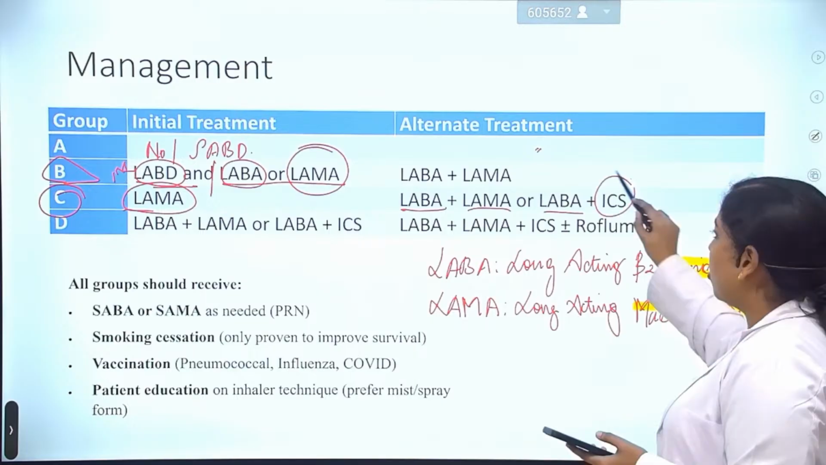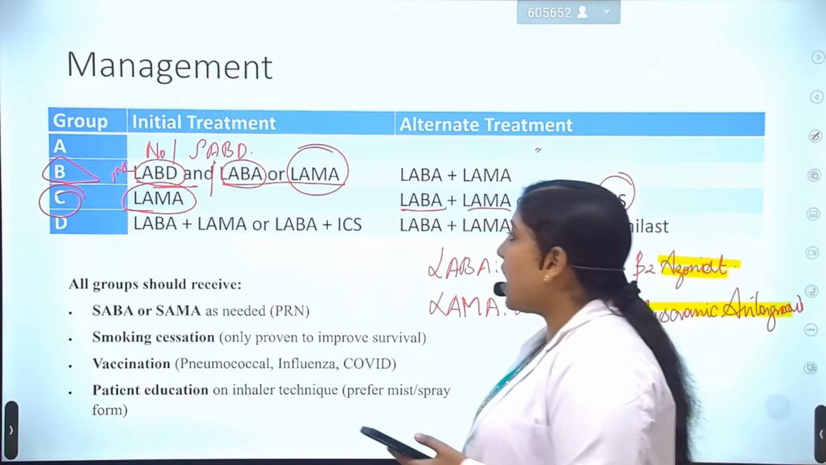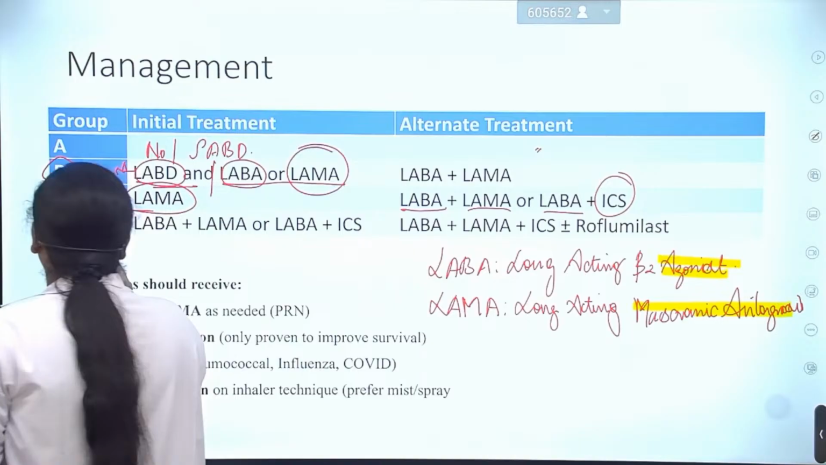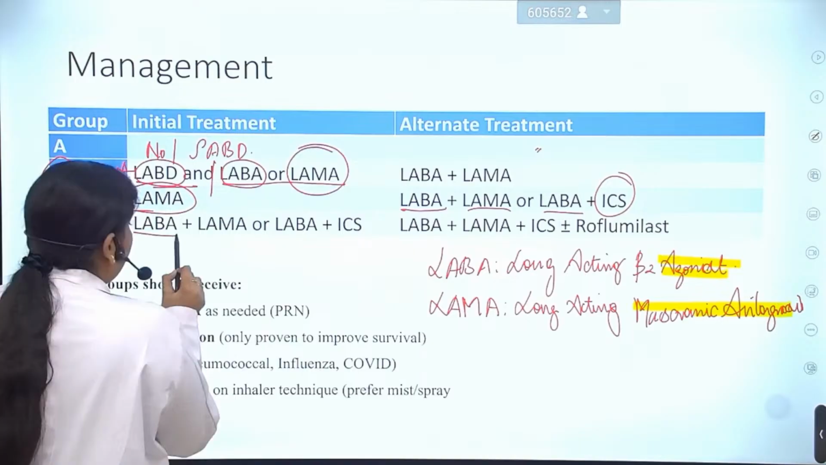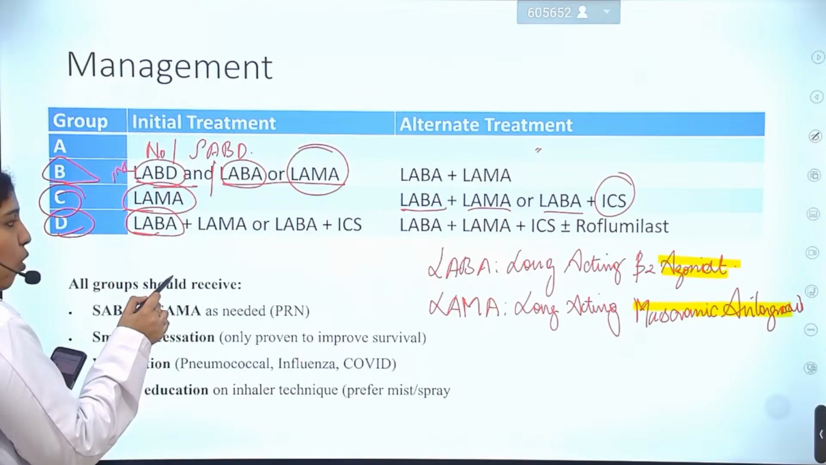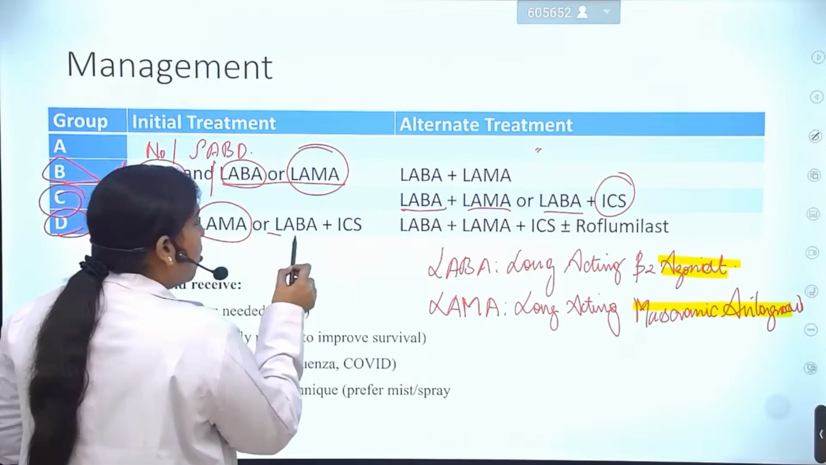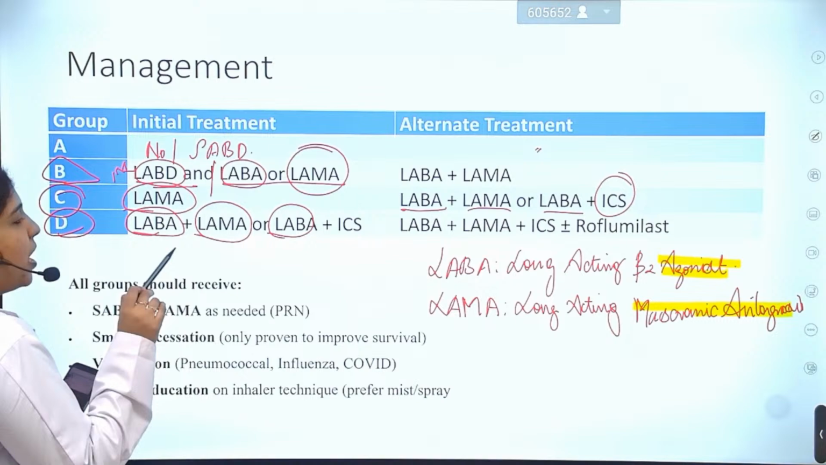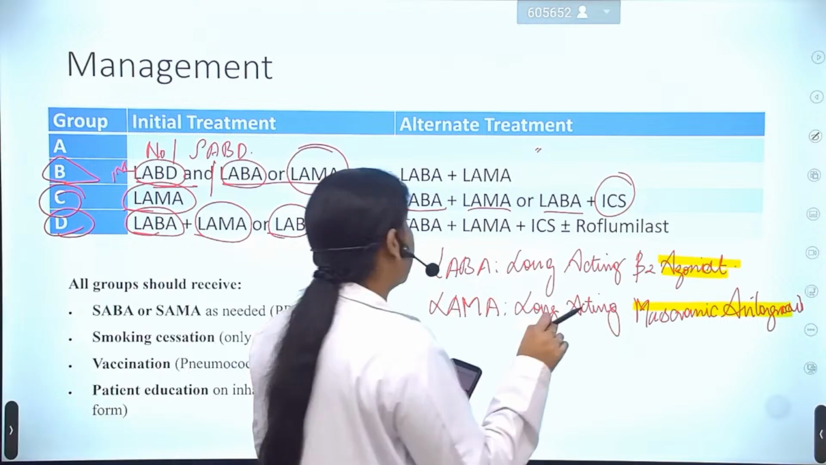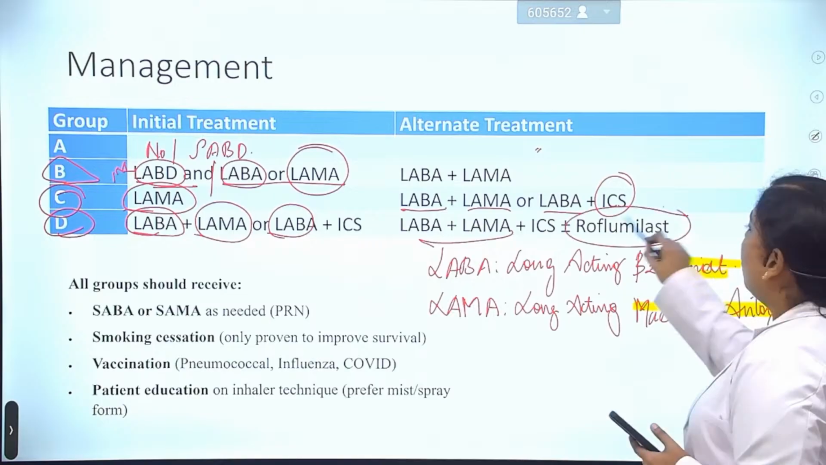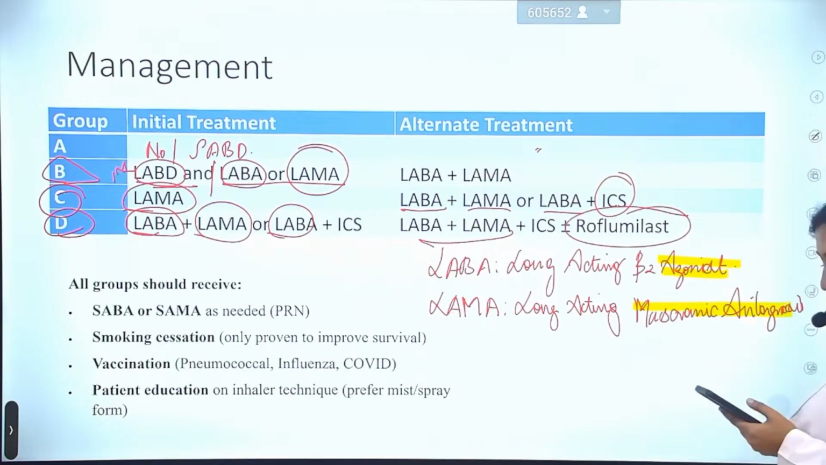D case, which is the severe case, where we are going for triple management, that is your long acting beta agonist, long acting muscarinic antagonist, or your long acting beta agonist plus your inhaled corticosteroids. And here additionally the same concept with your roflumilast. Okay.